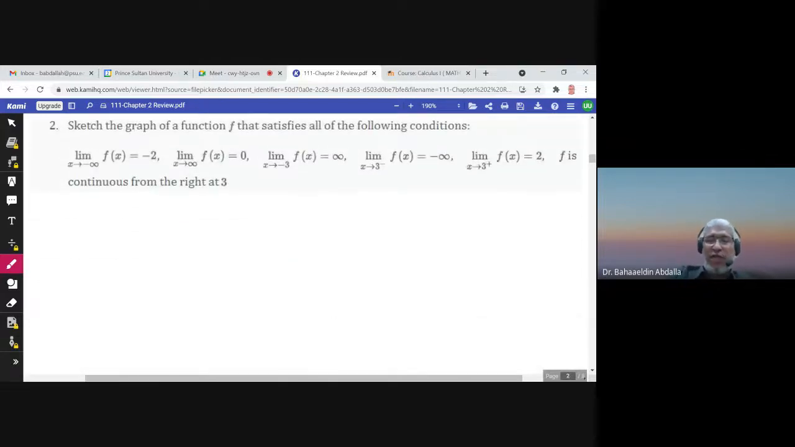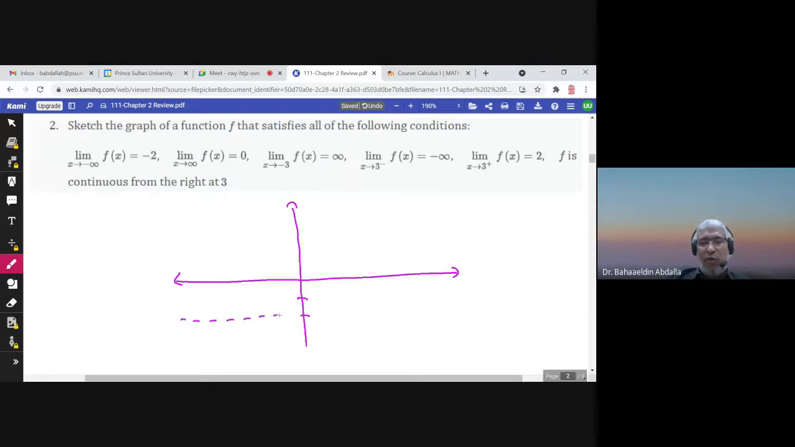Sketch the graph of a function f that satisfies all of the following conditions. As x approaches -infinity, the function approaches -2. So this means that the line y equals -2 is a horizontal asymptote. As x approaches infinity, y approaches 0. So this means that the line y equals 0 is a horizontal asymptote.